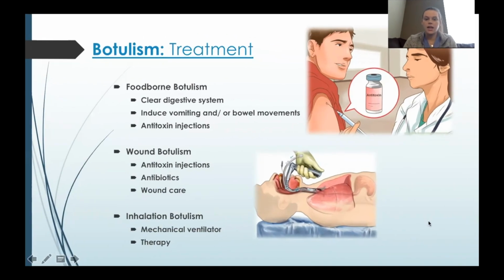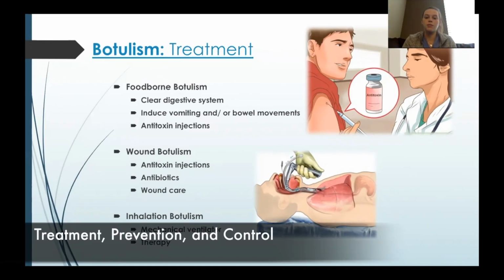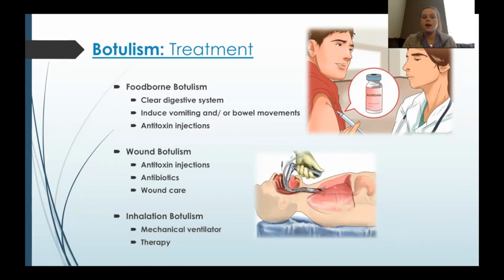Hi, this is Katie, and I'm going to be talking about treatment, prevention, and control for botulism and its different forms. The treatment for foodborne botulism starts with clearing the digestive system, and physicians will usually do this by inducing vomiting and/or bowel movements with medication. They then will use an antitoxin injection to help prevent the spread, and although that cannot reverse the damage that has already been done, it will prevent further infection.